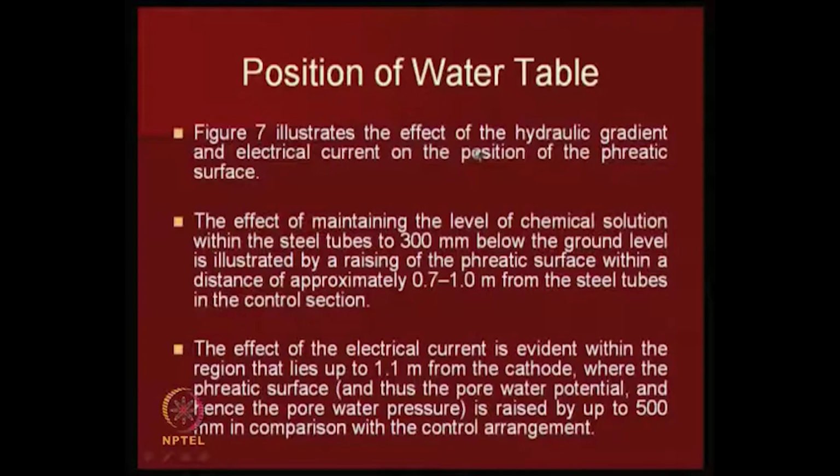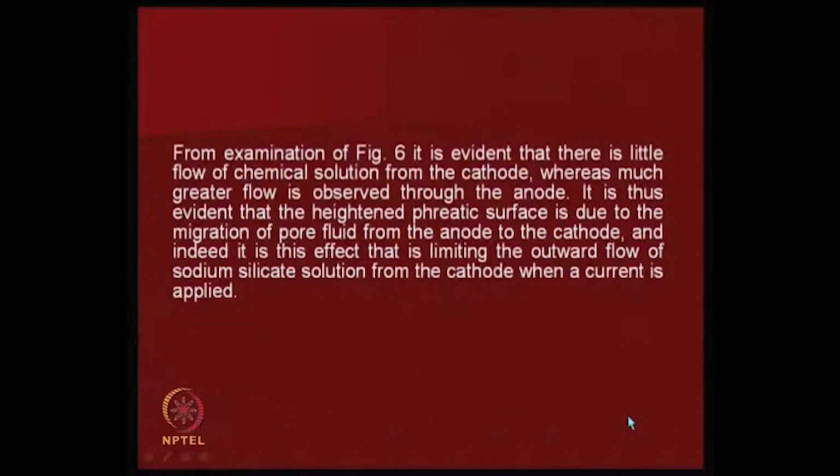Figure 7 illustrates the effect of hydraulic gradient and the electrical current on the position of the phreatic surface. The effect of maintaining the level of chemical solution within the steel tubes to 300 mm below the ground level is illustrated by raising of the phreatic surface within the distance of approximately 0.7 to 1 meter from the steel tubes. The effect of the electrical current is evident within the region that lies up to 1.2 meter from the cathode, where the phreatic surface is raised by about 500 mm in comparison to the control arrangement.